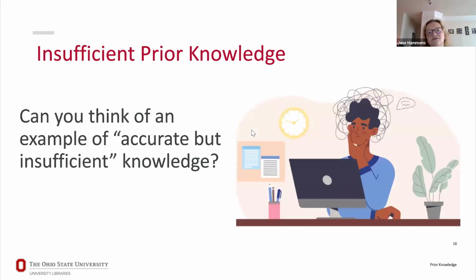So thinking about some of these examples, what might be an example of accurate but insufficient knowledge? You don't have to share. You can share if you'd like, but you don't have to. But just think to yourself, what would it look like for a student to have knowledge that was accurate but insufficient? So I'll pause here just for a few seconds to let folks have a chance to think about what that looks like.